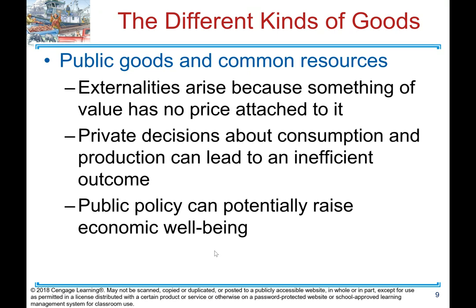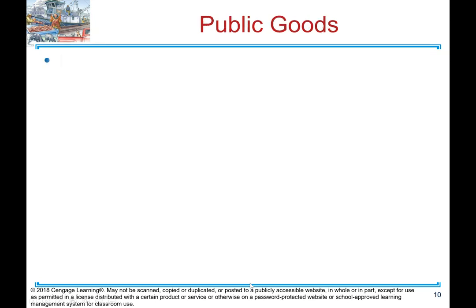Public goods and common resources. Externalities arise because something of value has no price attached to it. Private decisions about consumption and production can lead to an inefficient outcome. Public policy, therefore, can potentially raise economic well-being.